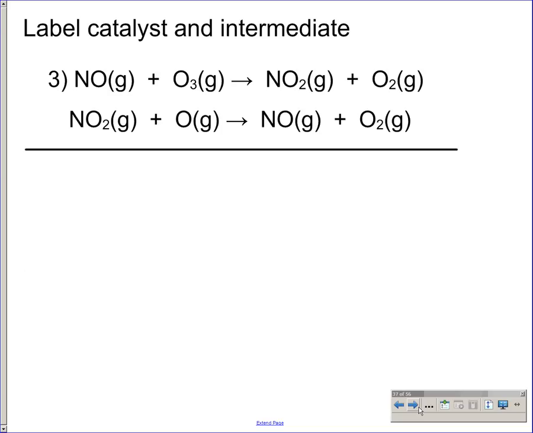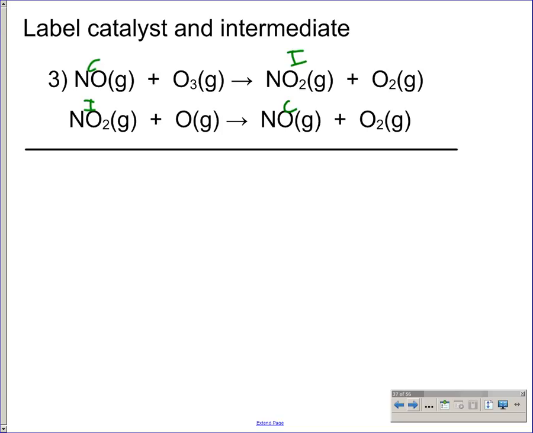Label the catalyst and intermediates. Intermediates first. NO2 is an intermediate. It has to be produced in the first reaction and consumed in the second. So intermediates are transient. They're formed and then consumed immediately. What about NO? We're starting with NO and we're ending with NO. So that's the catalyst. It's never consumed. It stays with us from beginning to end, because catalysts help the reaction along and stay present the entire time.